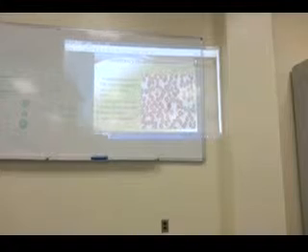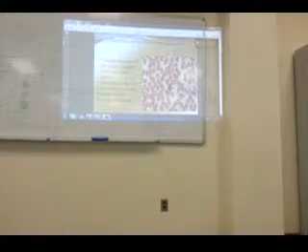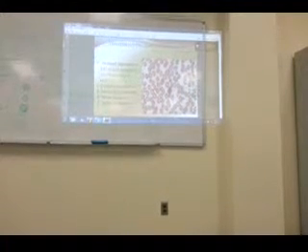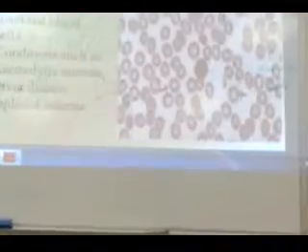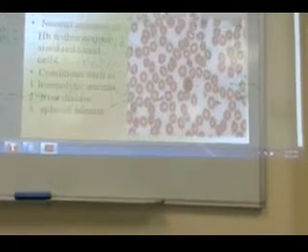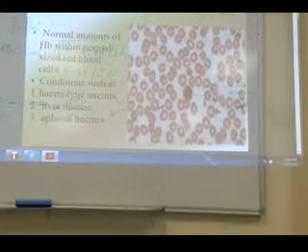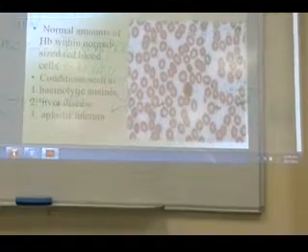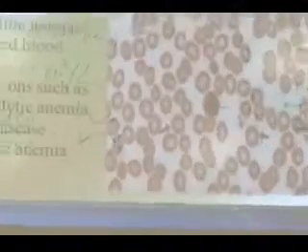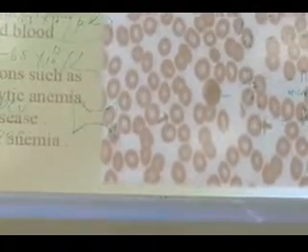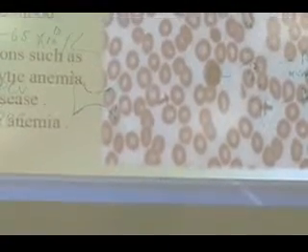Now see these three pictures. Now see this. This is normocytic, normochromic: normal cell size and normal hemoglobin in individual cells.